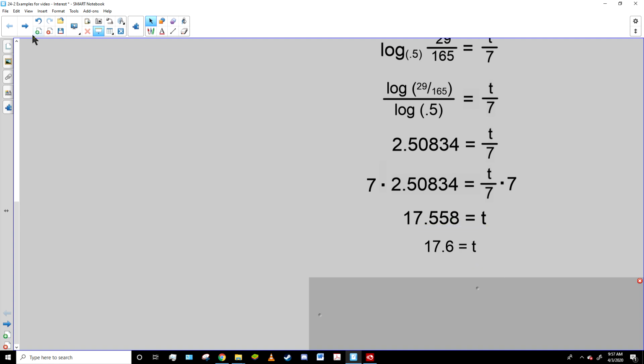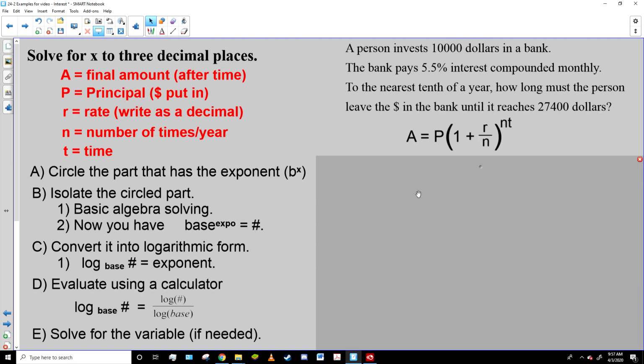All right, let's try a compound interest problem. So here's your compound interest formula. Again, A is the amount after time, the final amount. P is the initial amount, the principal, the money you put in the bank. R is the interest rate as a decimal. N is the number of times you do it per year, and N is in two different places. And T, of course, is the time.